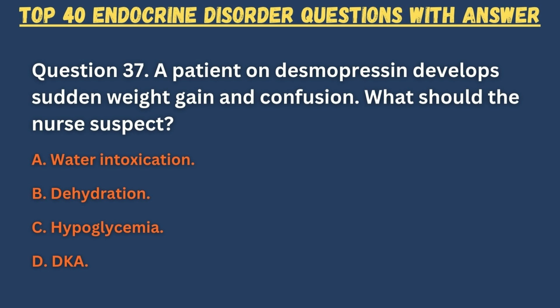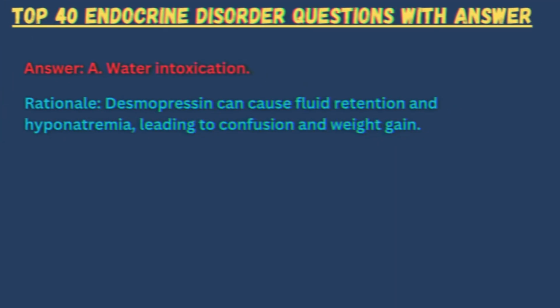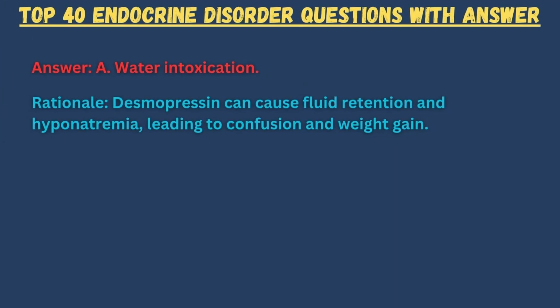Question 37. A patient on desmopressin develops sudden weight gain and confusion. What should the nurse suspect? A. Water intoxication. B. Dehydration. C. Hypoglycemia. D. DKA. Answer: A. Water intoxication. Rationale: Desmopressin can cause fluid retention and hyponatremia, leading to confusion and weight gain.